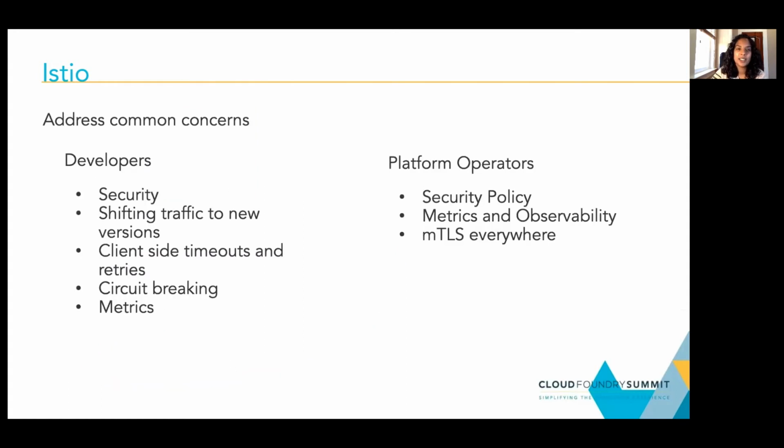So why Istio? It has a lot of features that address common concerns of developers and operators. Envoy proxies have a small footprint and can support a lot of these common concerns. So Istio can configure them to do things like add mTLS everywhere, emit rich metrics, and shift traffic to new versions. So while Istio has all these capabilities, it can be hard to manage and configure.